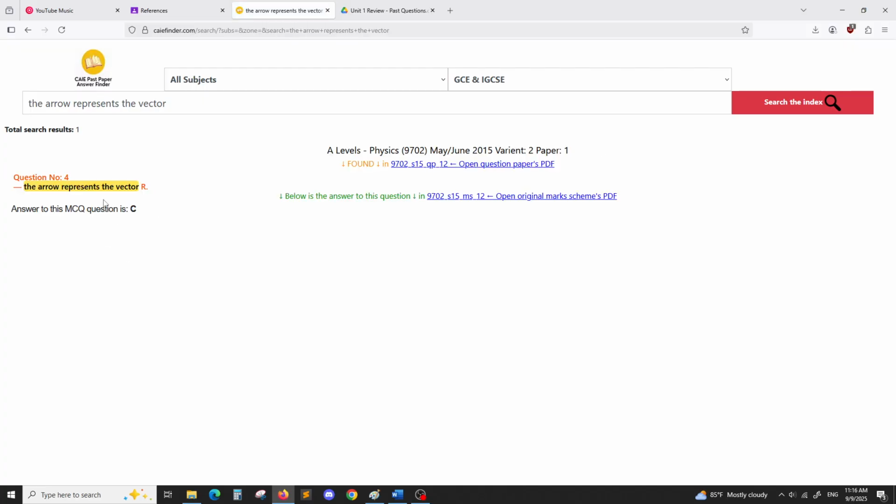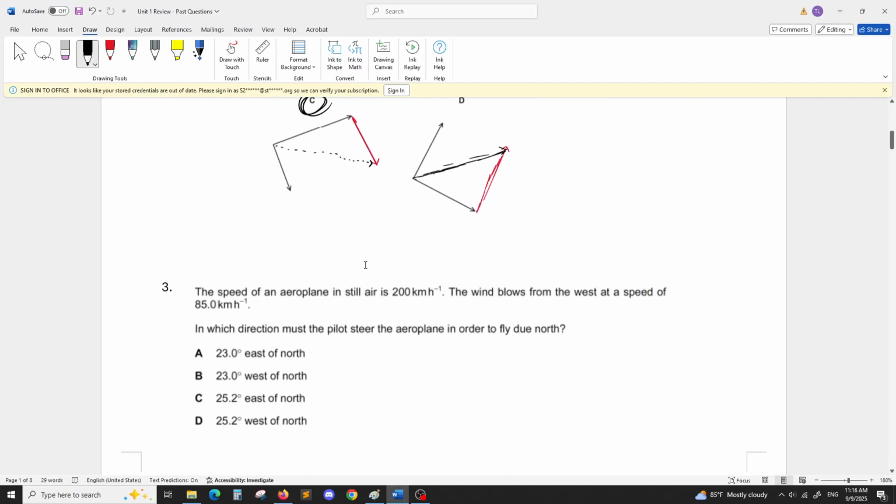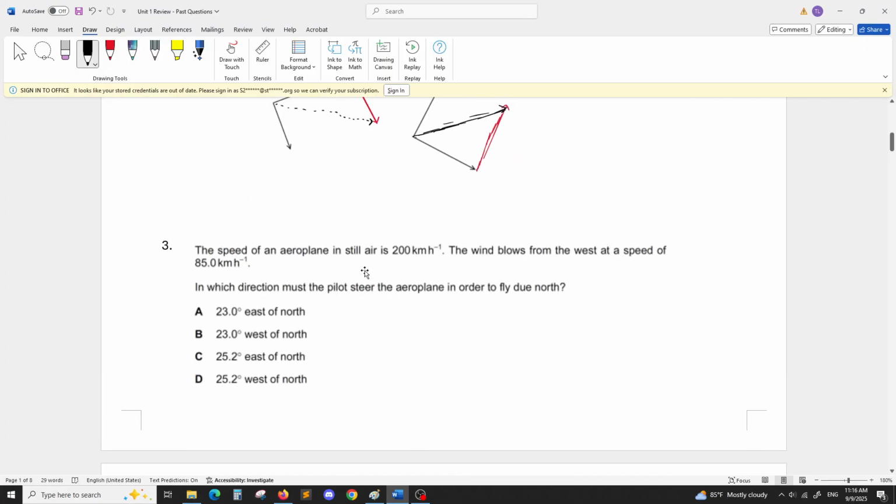It is C. The arrow represents vector R. Okay, next question. The speed of the aeroplane in still air is 200 kilometers per hour. The wind blows from the west at a speed of 85 kilometers per hour. In which direction must the pilot steer the aeroplane in order to fly due north?